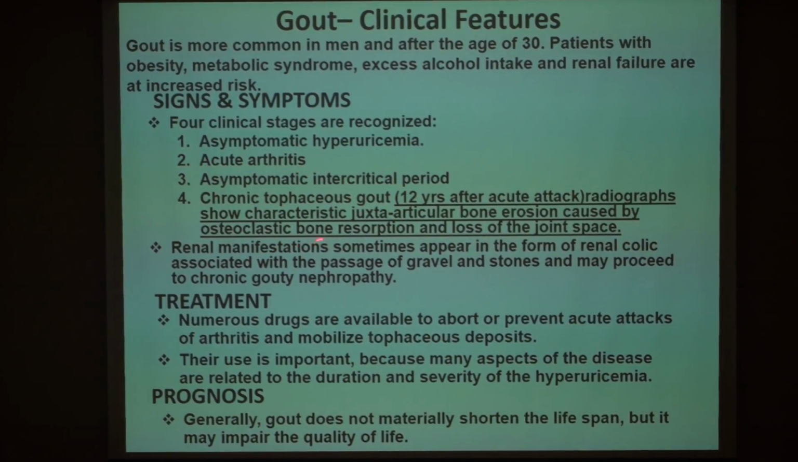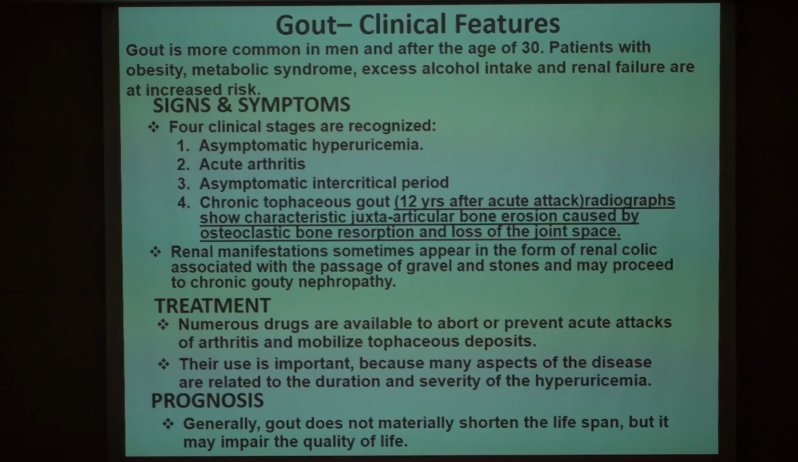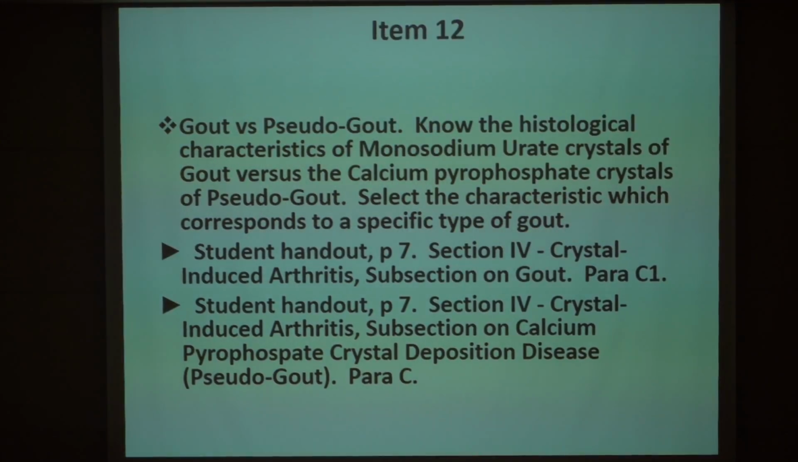And then after 12 years, you get chronic tophaceous gout, where radiographs will show the characteristic juxta-articular bone erosions caused by the osteoclastic bone resorption and the loss of the joint space. And one thing, oops. I'm sorry. There's a slide that I believe I did.